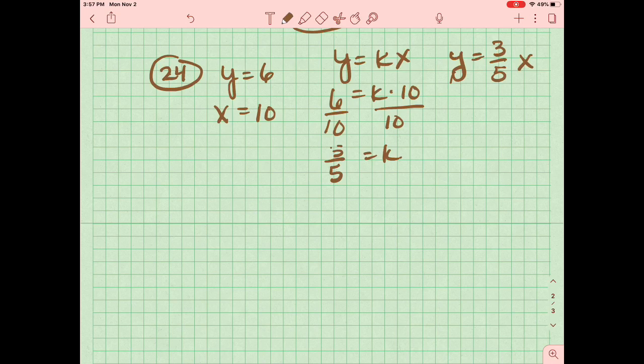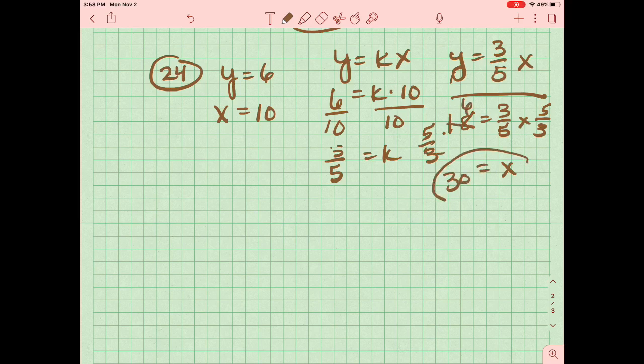Then we want to know what x is when y is 18, so we just use our equation. Multiplying by 5/3, because the reciprocal will cancel there, and I get x equals 30. So that's how those work. Every time you see suppose y varies directly as x, you're going to have y equals k times x. You've just got to find out what k is.